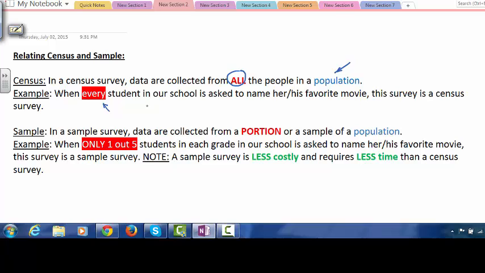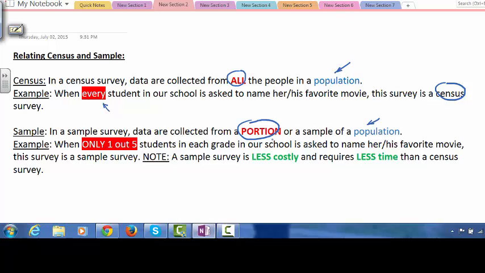When every student in our school is asked to name her or his favorite movie, the survey is census. Right away, I can say it's census. Why? Because every student. Now, if it's not from all, we call that sample. In a sample survey, data are collected from a portion or a sample of the population. So again, the population is not the population of the whole world, it's the population of the place where you are running this survey. And portion here is clear. It's not all the people.